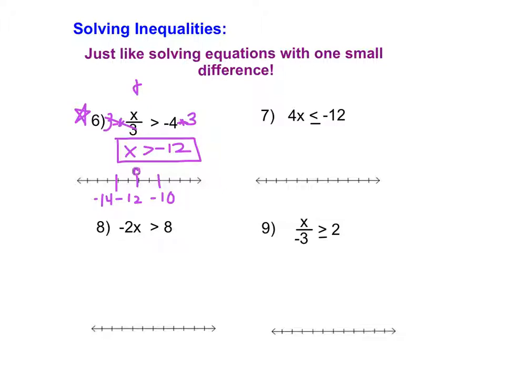We put an open circle, and then we want to head towards the numbers that are larger than negative 12, which are numbers like negative 10, negative 8, 0, anything positive.